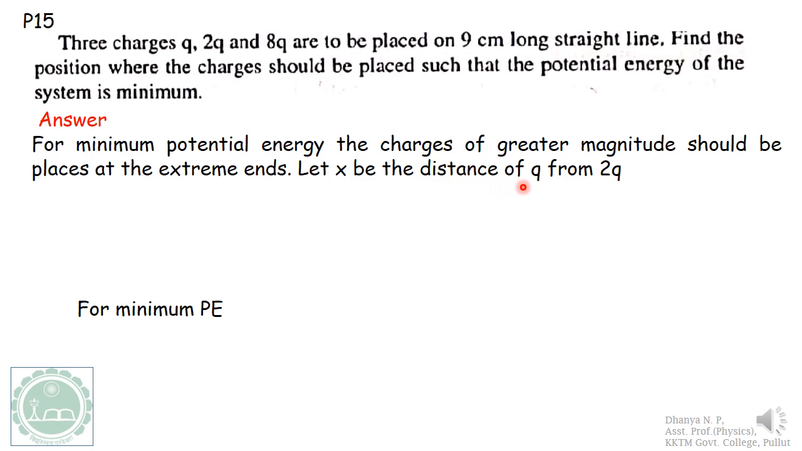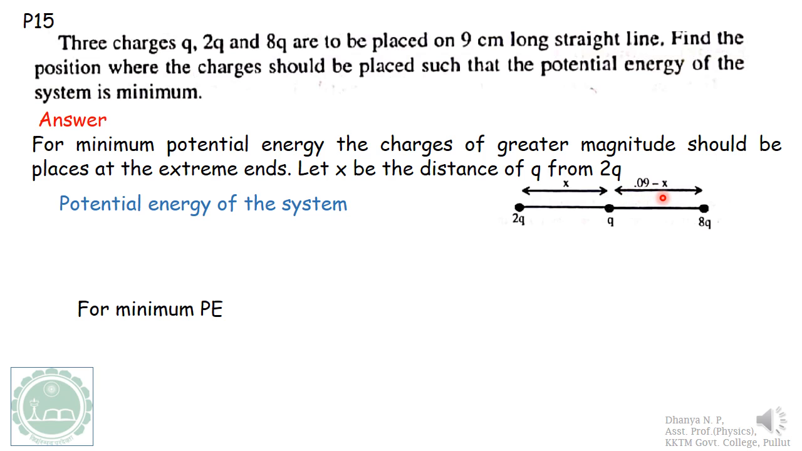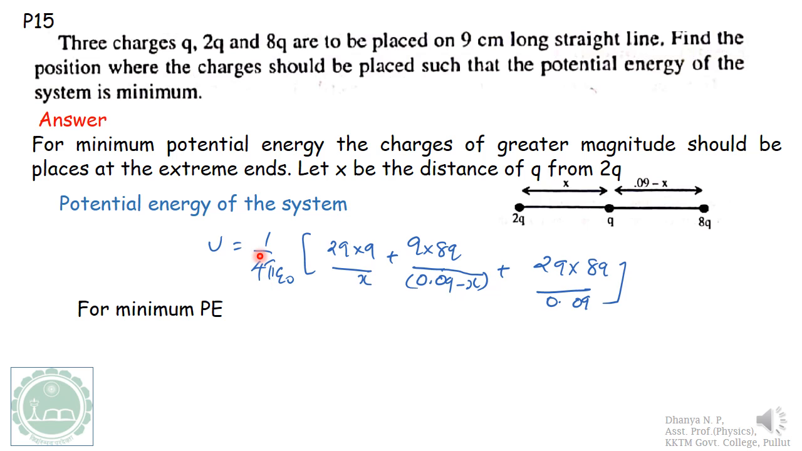Let X be the distance of Q from 2Q. This 2Q and 8Q are at the extreme ends, and the distance between 2Q and Q is X. Then 9 centimeter is 0.09 meter. The balance length is 0.09 minus X. Potential energy of the system U is equal to 1 by 4 pi epsilon 0. Here pairing it separately: the 2Q and Q system, Q and 8Q, then 2Q and 8Q another system, with corresponding distances.